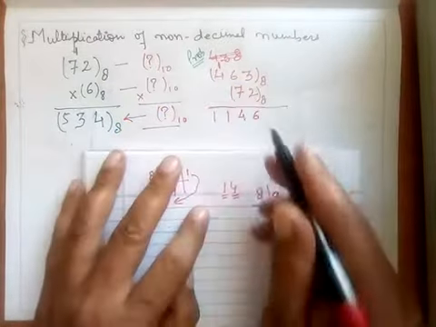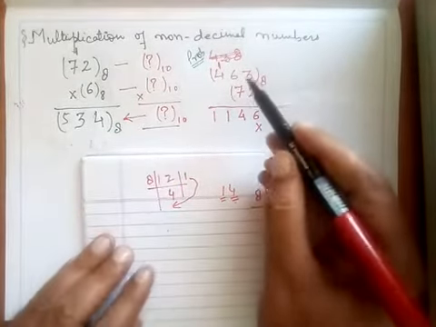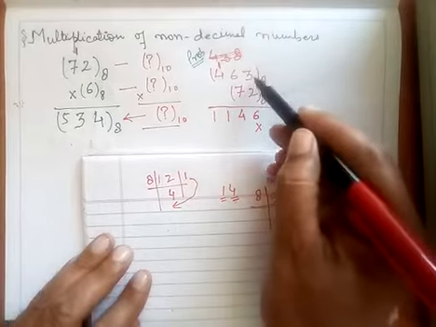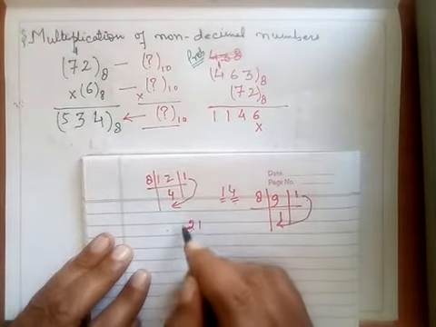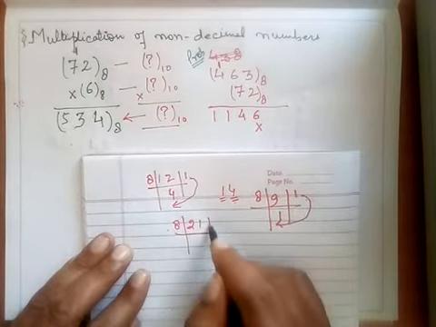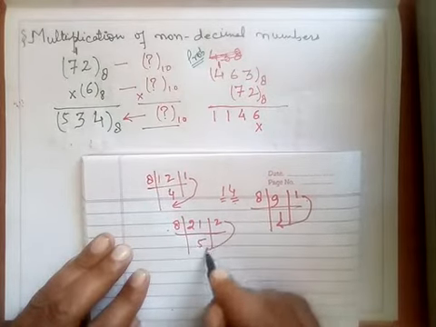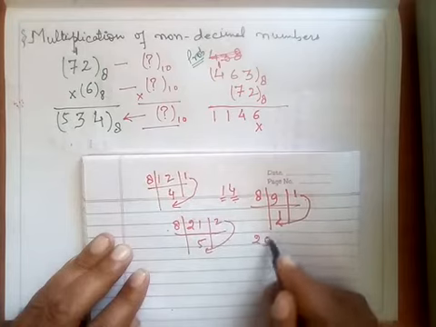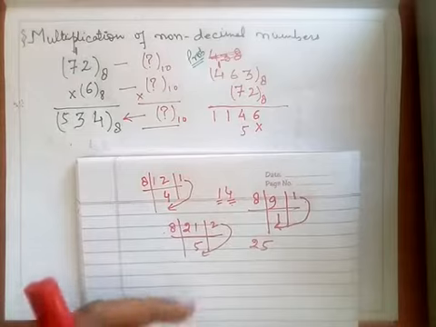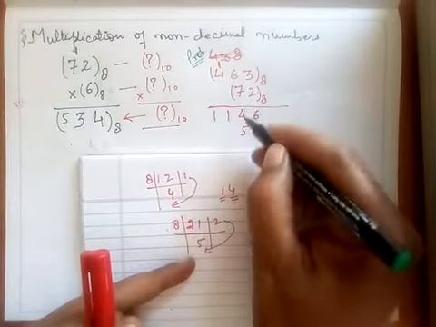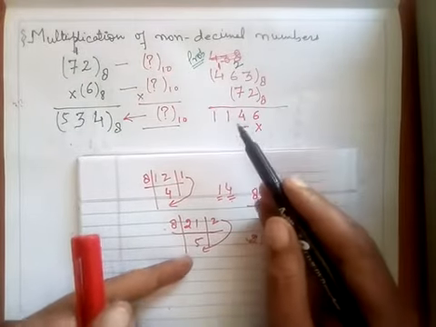Let's come to the tens digit. As in normal multiplication, we simply put a cross here. Now 7 3s are 21 in decimal. I have to convert this into octal, so I divide 21 by 8. 8 twos are 16, remainder is 5, so it is 25. I write 5 here and this 2 is carry. I hope this is clear to you.